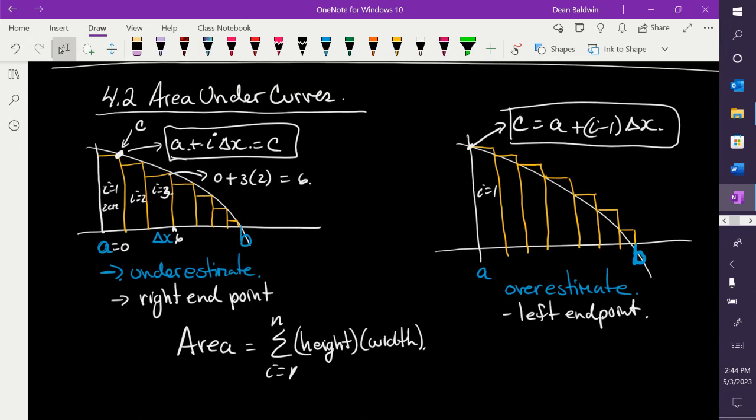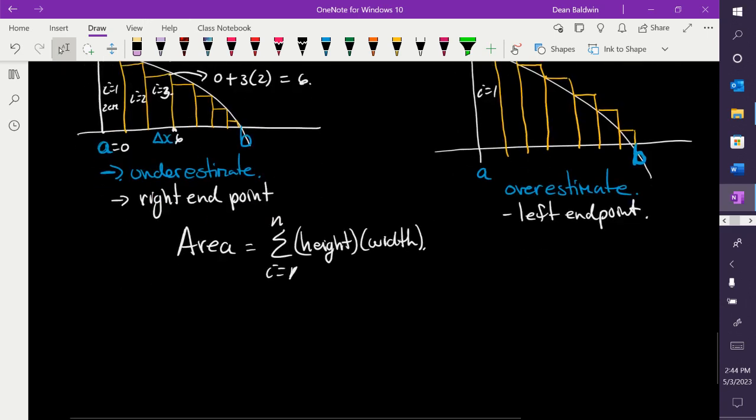this C value. Because if it's this point here, I put 6 into whatever function it is, and that spits out the y value, the height of the rectangle. So it's going to be F of C. So this is going to be the sum, i equals 1 to n of F of C.